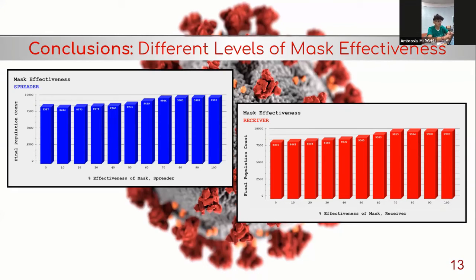But here we can see that the blue chart shows that the point where the mask effectiveness for spreaders really impacts survival is between 50 and 70%. And the red chart also shows the point where the receiver mask effectiveness impacts survival is also between 50 and 70%, like with the spreaders.